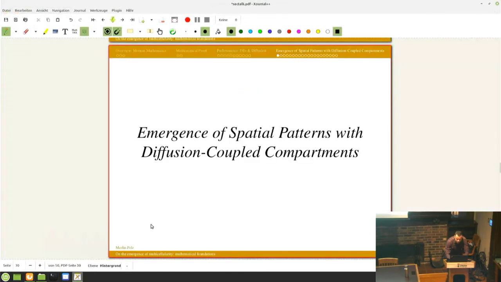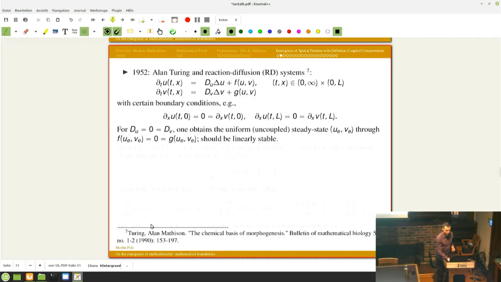Now, it is very good that we got that far, because now I can finally talk about my research. And this will be about cell systems which are diffusively coupled with each other. So cells or compartments in which reactions are taking place which are diffusively coupled. In 1952, Alan Turing wanted to describe how tissues are forming, how embryos are forming, so how this process of cell specialization goes on in tissues. And he used reaction diffusion equations for this.